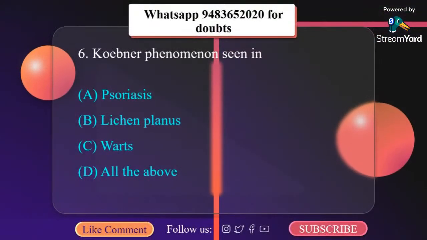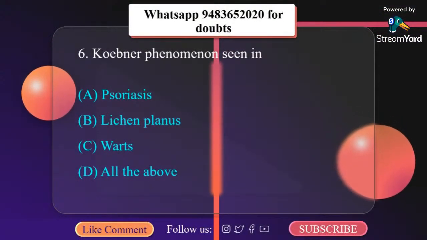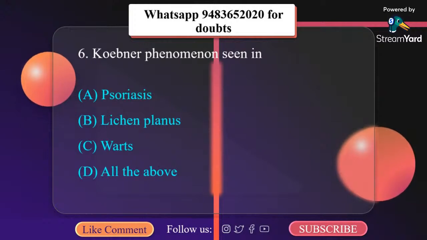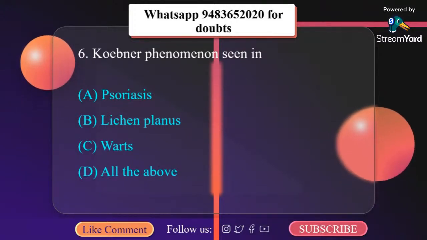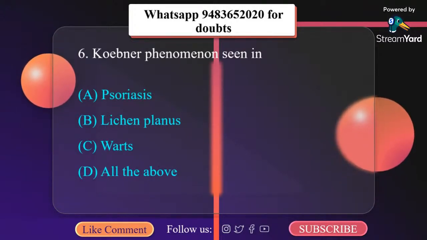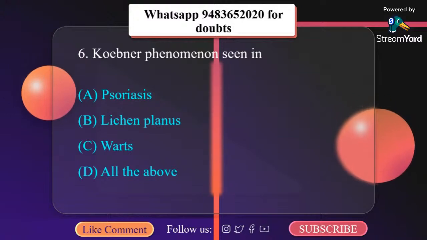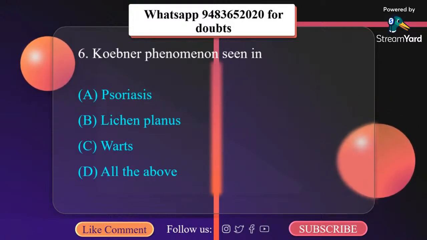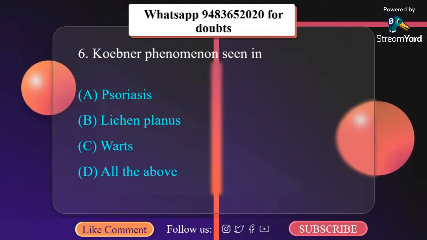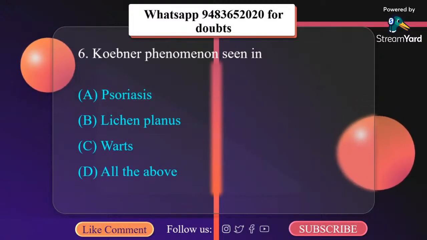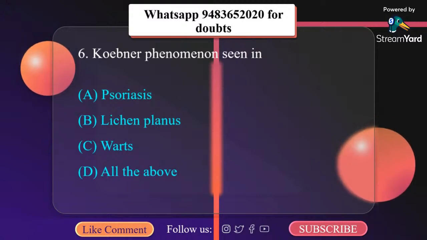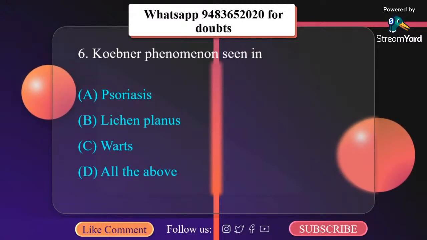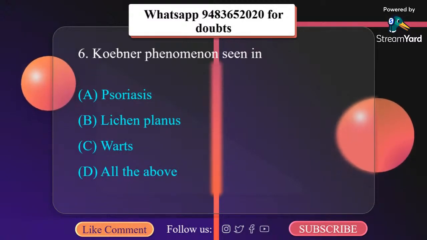Koebner phenomenon is seen in A. Psoriasis, B. Lichen planus, C. Warts, D. All of them. Now let us look at what is Koebner phenomenon. This is very important. Koebner phenomenon. A. Psoriasis, B. Lichen planus. Now what is Koebner phenomenon?